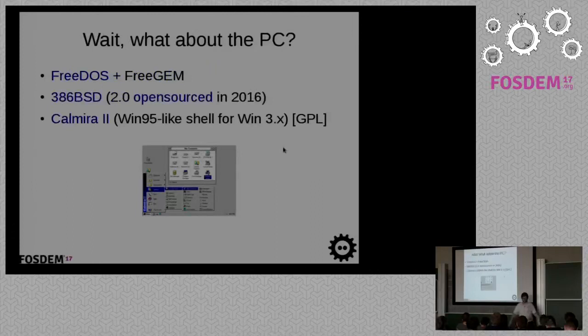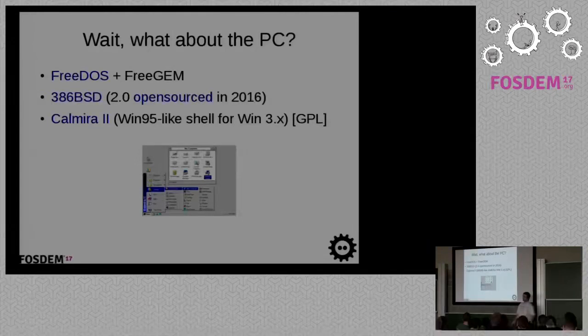So wait, what about the PC? Well, now there is still FreeDOS. People are still working on a DOS operating system for the PC. That's weird. And GEM has been open source some time ago, so you can actually run a GEM desktop. 386BSD, which the last published version was 0.1 or something until very recently. And then the latest one has been published with the source code. So yeah, it's nice. I've seen it at Capitole du Libre some months ago.